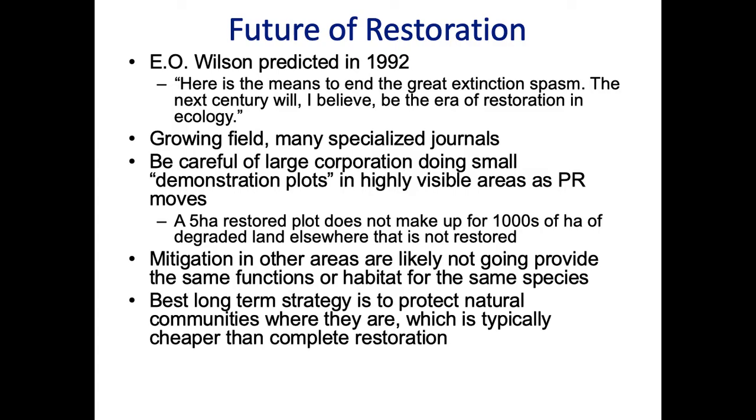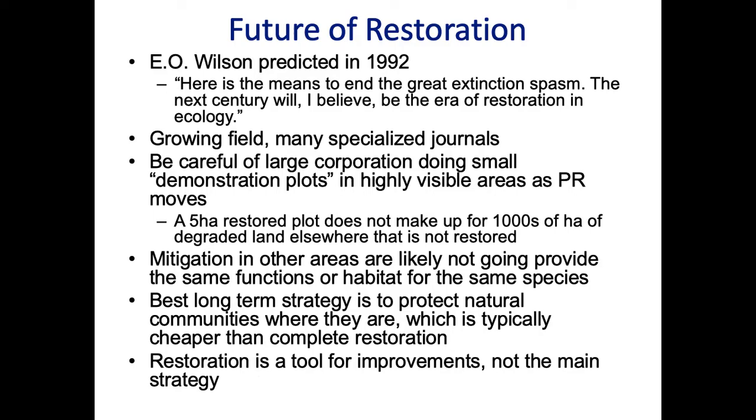The best long-term strategy is to protect natural communities where they are, which is often cheaper than complete restoration. And this is kind of preventative. Like, we want to use restoration as a tool, but we don't want to use it as a crutch, where it's often much better to just not destroy certain things in the first place. So if we can limit the amount of habitat destruction that occurs in the future, we'll have fewer things that need to be restored. And restoration, as I said, is a tool for improvement, not a main strategy. So it's important things to think about.